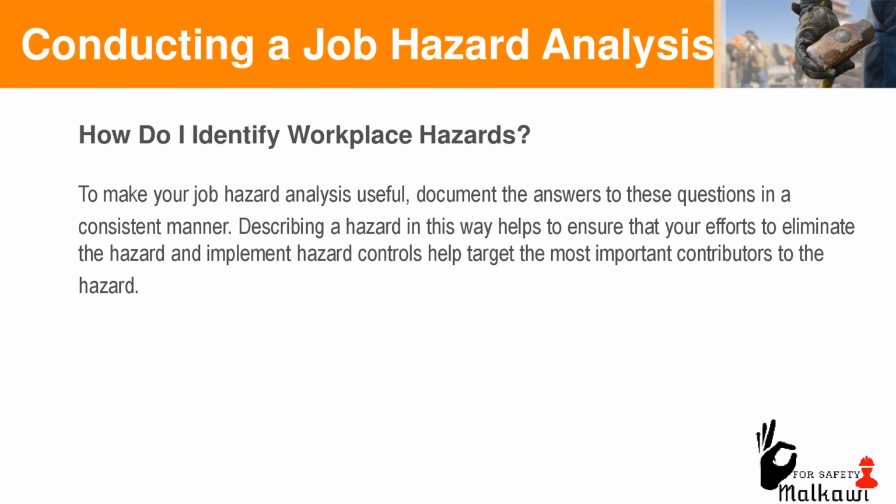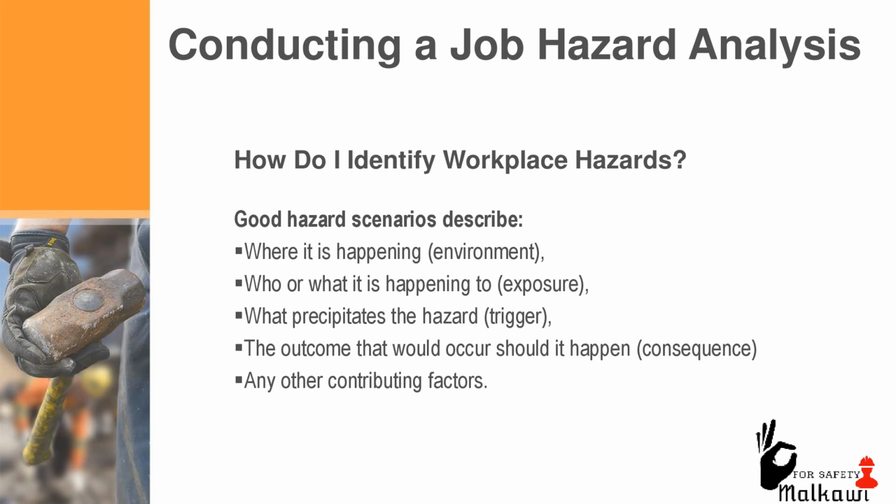To make your job hazard analysis useful, document the answers to these questions in a consistent manner. Describing the hazard in this way helps to ensure that your efforts to eliminate the hazard and implement hazard controls help target the most important contributors to the hazard. Good hazard scenarios describe where it is happening (environment), who or what it is happening to (exposure), what precipitates the hazard (trigger), the outcome that would occur should it happen (consequence), and any other contributing factors.